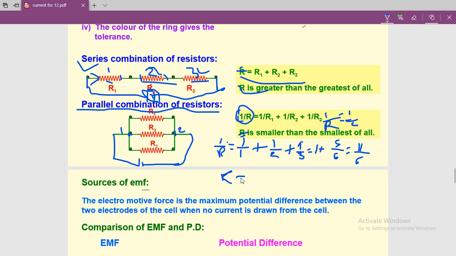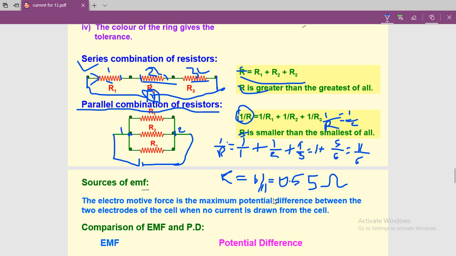Okay, so the value of equivalent resistance, that is R, is equal to 6 upon 11. Okay, and this one is equal to 0.55 approx. Okay, this one is 0.55 ohm approx.